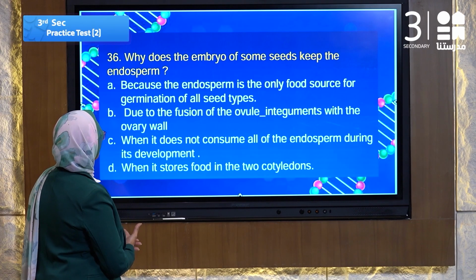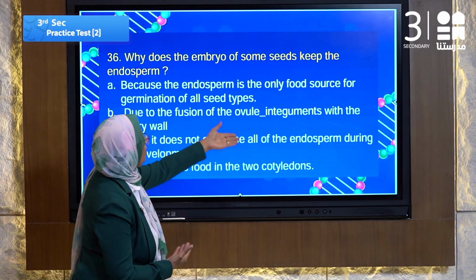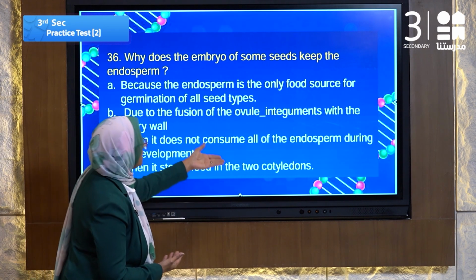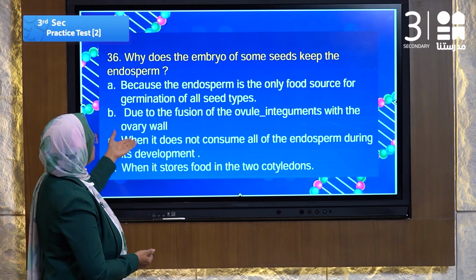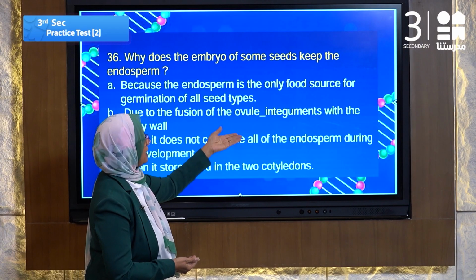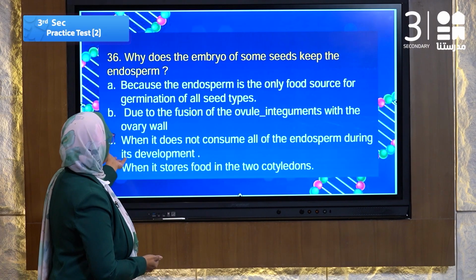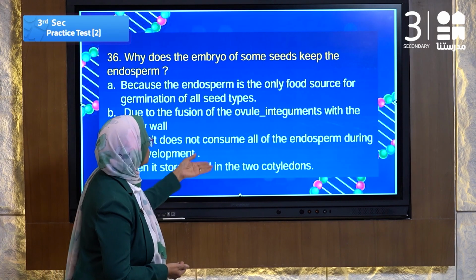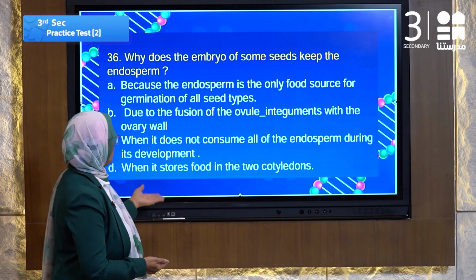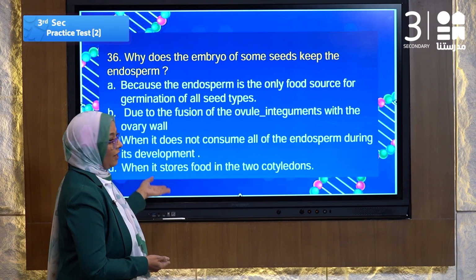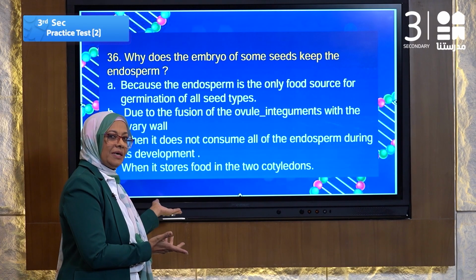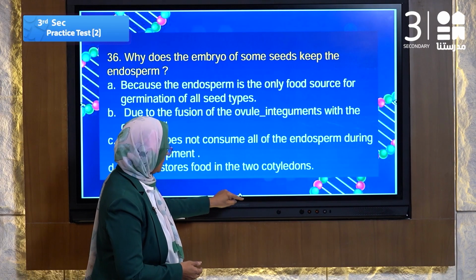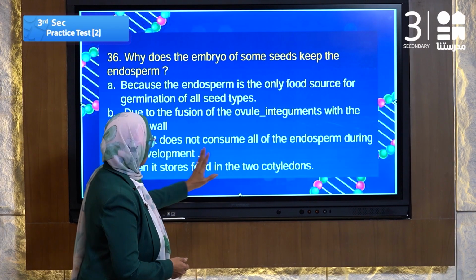Let's go to the choices. A, because the endosperm is the only food source for germination of all seed types. B, due to the fusion of ovule integuments with the ovary walls. C, when it does not consume all of the endosperm during its development. D, maybe when it stores food in the two cotyledons.